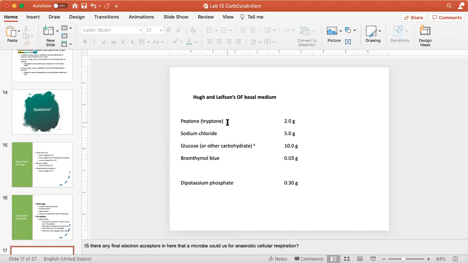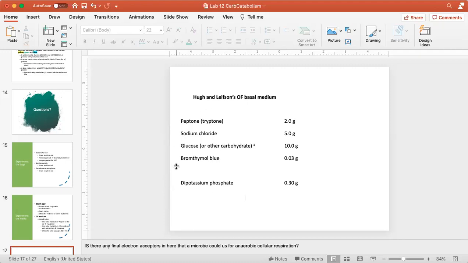Peptone, remember there's a little bit of peptone in there. Glucose, of course, that's our carbohydrate. It has a little bit of salt in it. Here's our bromethymol blue, our indicator dye. It also has other minerals and other nutrients in it. It has potassium and it has phosphate in it. Very simple basal media.